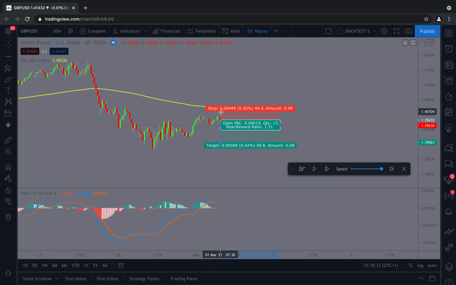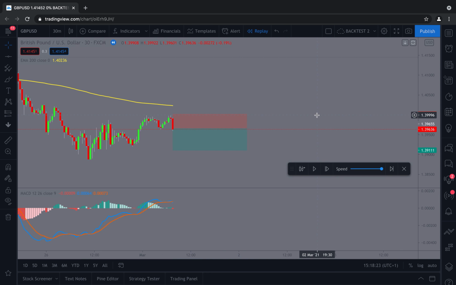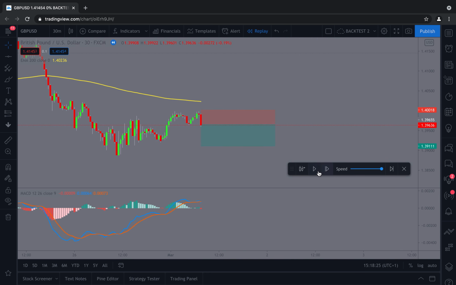Price stop goes just above the most recent swing high, so around about there by a couple of points, just to give it some breathing room, and then we're looking for a 1 to 1.5 ratio. Okay, so that's what we're looking at.